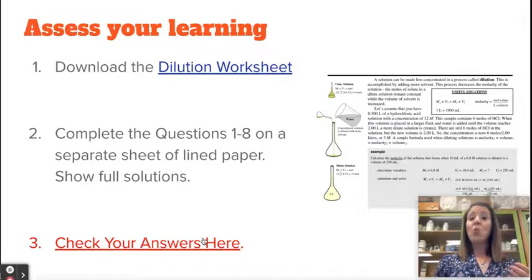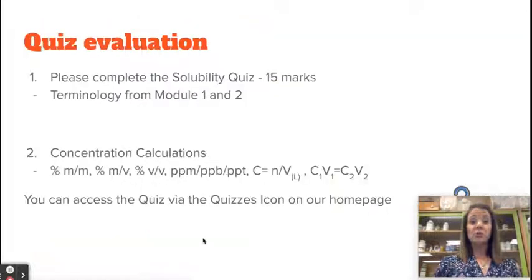You want to reach out well in advance of a final evaluation because only one submission will be accepted. So make sure that you clarify any problems while you were doing these practice worksheets. Then at the end of the dilution, you need to complete a quiz. Now, this quiz is going to be out of 20. I believe I put 15 there, which is not correct, but it's out of 20. And you need to know information from Module 1, Module 2, and about dilution.